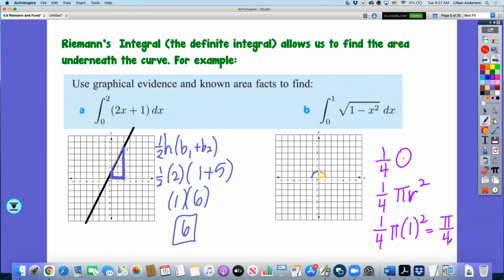You can find the area underneath the curve using Riemann's integral, using the definite integral and old school geometry formulas. As you can see here, a trapezoid was created. It was a quarter of a circle, so we used the area of the circle formula, divided it by 4.